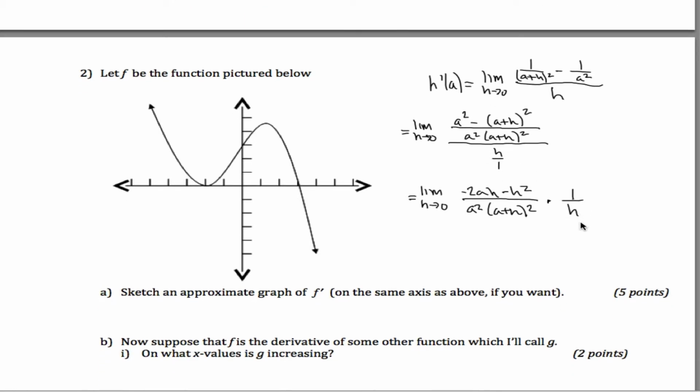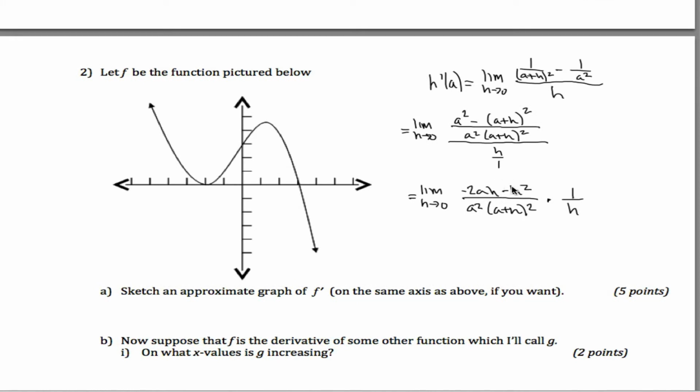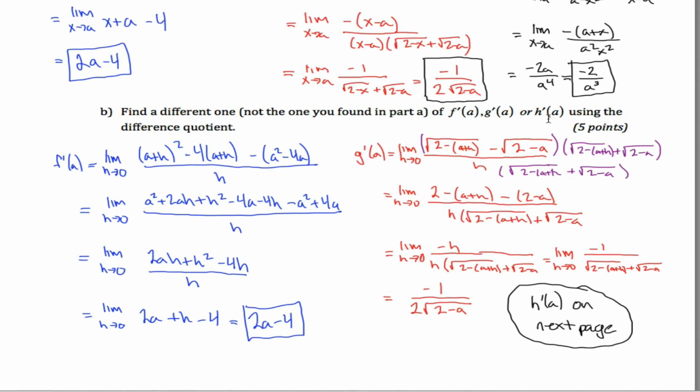And what maybe you can see here is that there's an h in each term up here in the numerator, so I can factor out an h from each of these terms and cancel it with this term to get that this is the limit as h approaches 0 of negative 2a minus h divided by a squared times a plus h squared. I can evaluate this limit. I can change all these h's into zeros without dividing by 0. What that would leave me with is negative 2a divided by, if this were a 0, a squared times a squared, which is a to the 4th power, which I can simplify as negative 2 over a cubed, which hopefully is the same answer I got way up here.